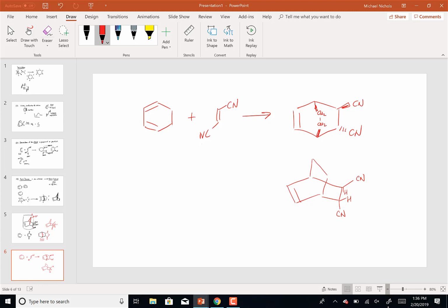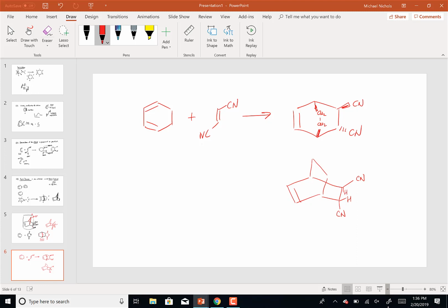But that's Diels-Alder. 6-membered ring, cyclohexene, whatever the groups go 1 through 6, and the stereochemistry of the alkene has to be preserved. And in these cyclic reactions, if the alkene is cis, it goes into the endo position only. And so that's sort of what we did, except we didn't use a cyclic alkene.